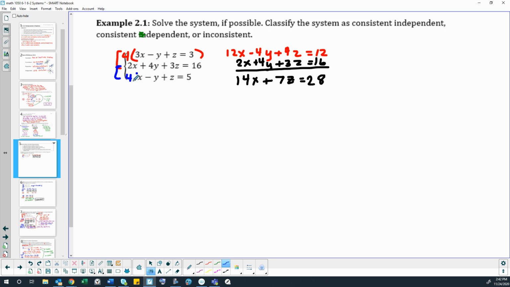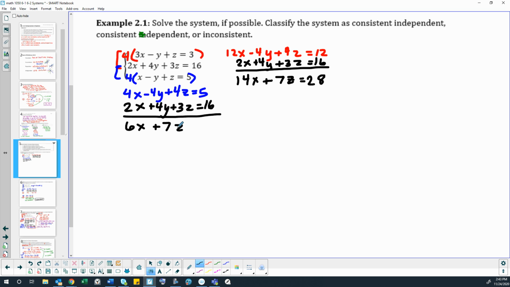So we've got to multiply this by a 4. So that gives us 4x minus 4y plus 4z equals 5. And then we're going to take that original middle equation again, 2x plus 4y plus 3z equals 16. So you're always going to use one of the equations twice in this process, and then each of the other equations once. Okay, let's add these together. So that gives us 6x plus 0y plus 7z equals 21.